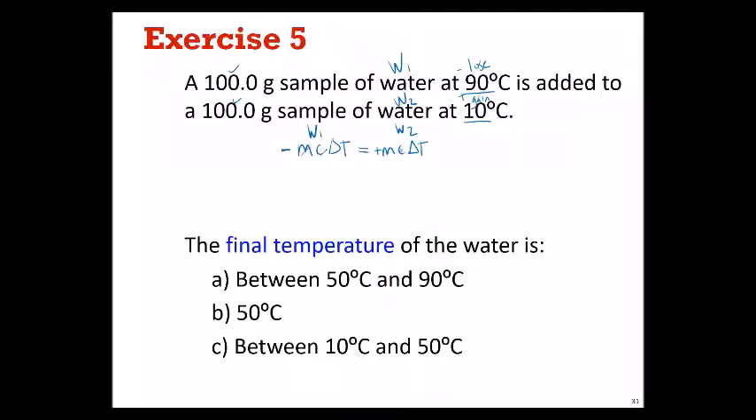So let's do that. Here we have the negative outside, the change in temperature: our final temperature minus the initial temperature, which is 90 degrees. Over here, we have the plus in front. I like to use the signs to make sure I don't get my signs messed up. So the final temperature minus the 10. If you do the math real quick, what you'll notice is it ends up being 2Tf equal to 100. So what is Tf then? It's going to be 50 degrees. So yes, the answer would be B there.